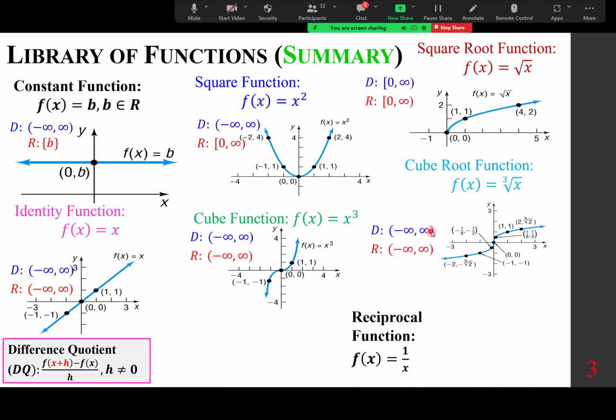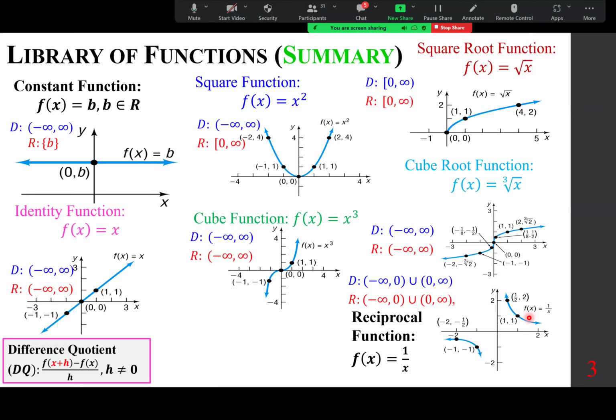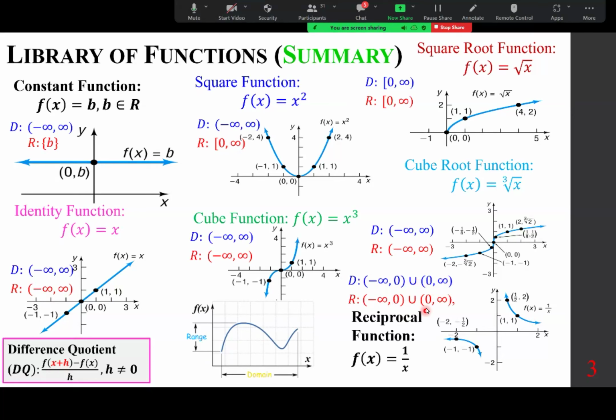Reciprocal function, f of x equals 1 over x, as you can see, looks like this, and has a horizontal and vertical asymptote. x cannot be 0, y cannot be 0, and therefore both domain and range exclude 0. They are represented in the following manner. Domain is minus infinity to 0, union 0 to infinity. Range looks the same. Ultimately, when it comes to domain and range, you try to lay it down along the x-axis to find the domain. You try to lay it down along the y-axis to find the range.